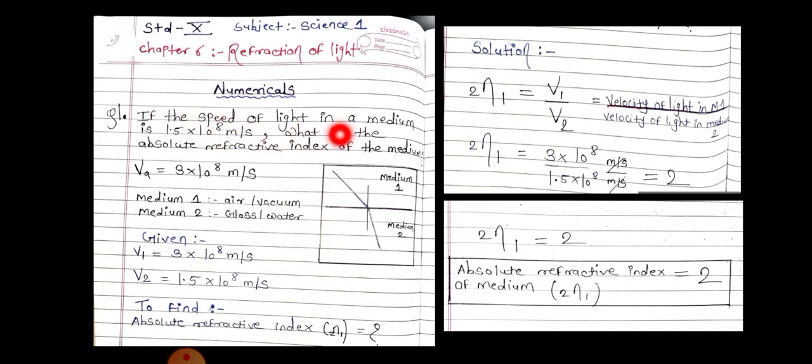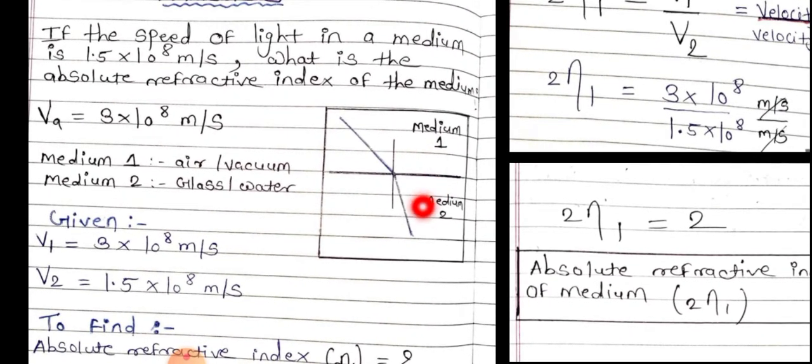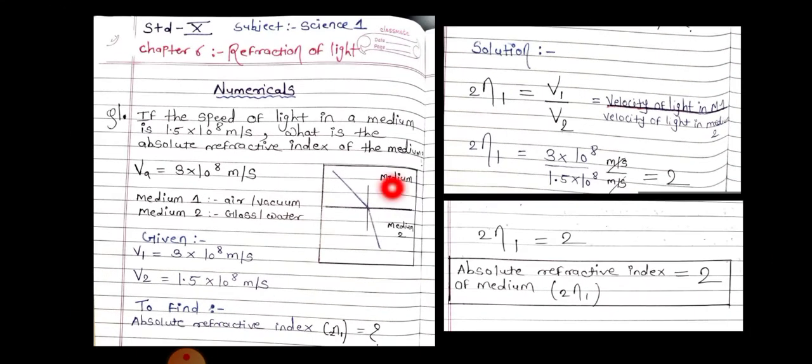If the speed of light in a medium is 1.5 into 10 raised to 8 meter per second, what is the absolute refractive index of the medium? So here, what is given is the speed of light in a medium. Can you see this diagram? Here medium 1 and medium 2 are given. When a ray of light is incident on one medium, it gets refracted while passing through the second medium. This we have already learned.